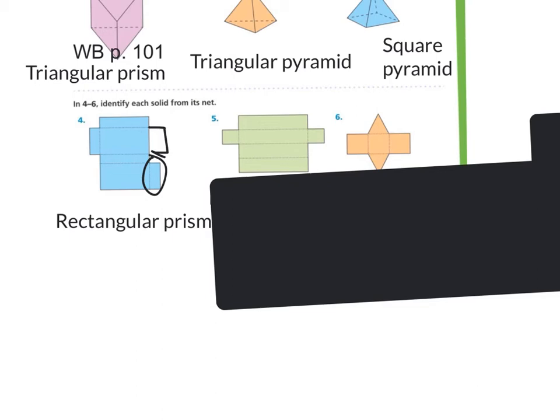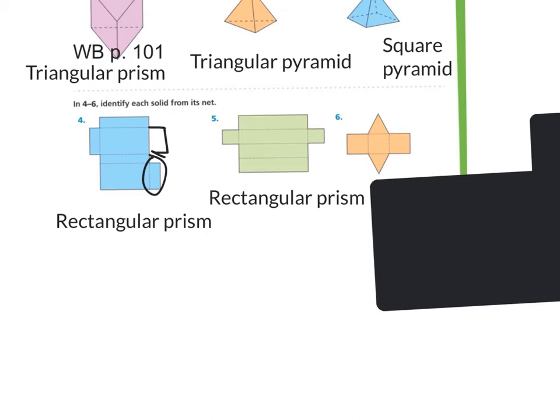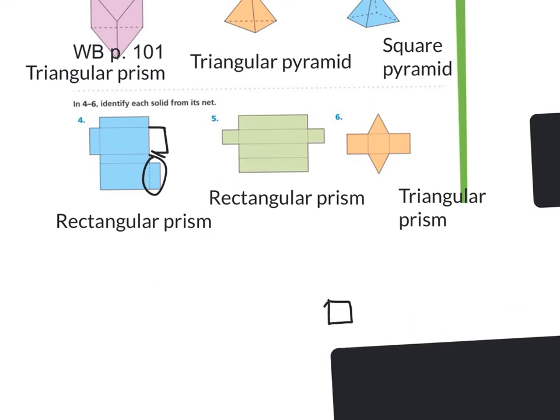Number 5 is more like what we've been seeing, almost a cross shape, a wide cross here, but that would be a rectangular prism as well. And then number 6, if we think about what's happening there, when we fold these sides up, think about keeping this side down and folding the other sides up next to that. What's going to happen is that it's going to create a triangular prism. Those triangles, once again, will be parallel to each other.